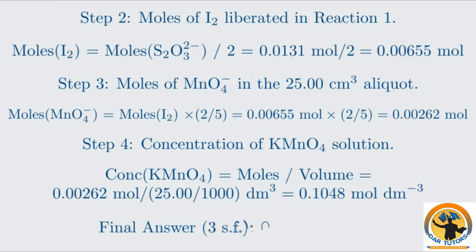Looking back at the data, the concentration of thiosulfate is given to 3 significant figures, 0.500. So, we round our final answer to 3 significant figures as well. The concentration of the potassium manganate solution is 0.105 moles per dm3. This type of linked calculation is a core skill for the IB exam.